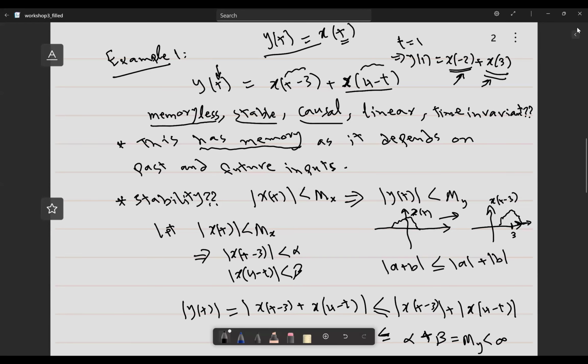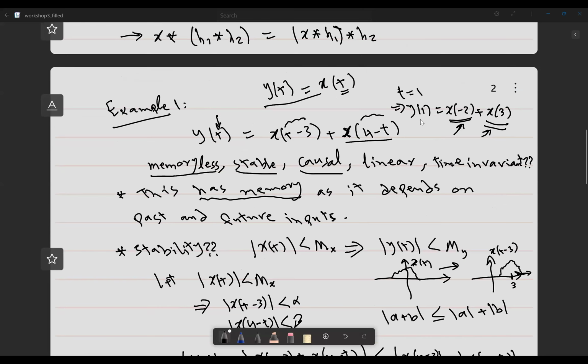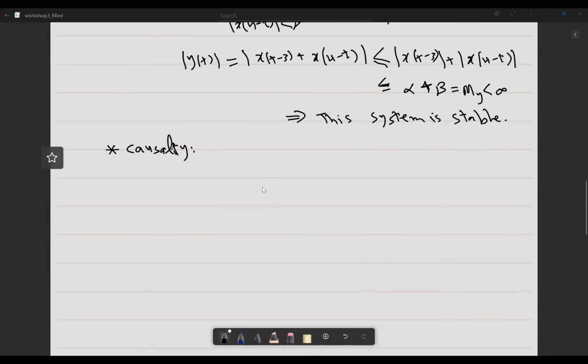And as from this example that we have seen, let's say when t equals 1, then y(1) equals x(minus 2) plus x(3). And x(3) is in the future. As we are looking at the output at time 1, time 3 is the future. So this system is not causal. It depends on the future.